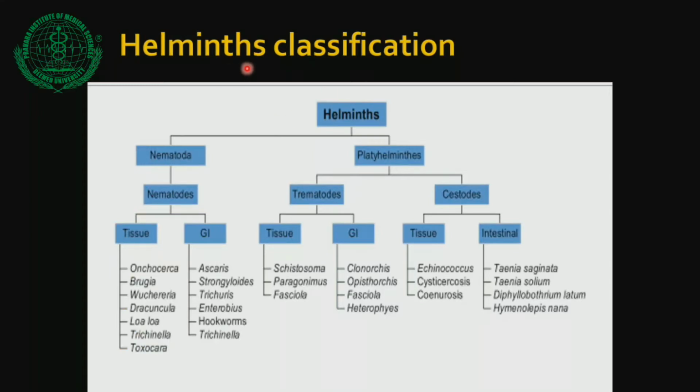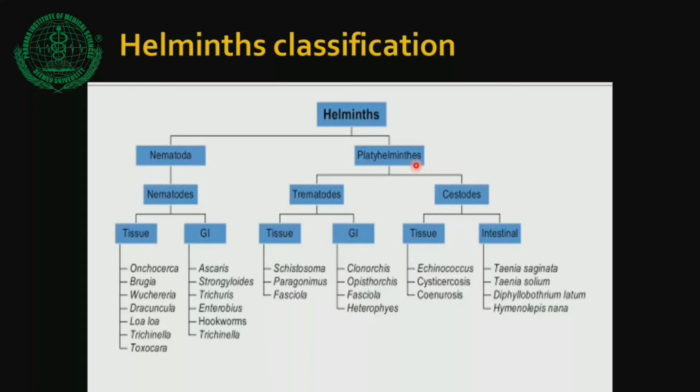In your microbiology you already learned the Helminths classification. I am just going to quickly revise that. The Helminths are divided into two: Nematoda, meaning worms having a round body, and Platyhelminthes, meaning worms having a flat body.